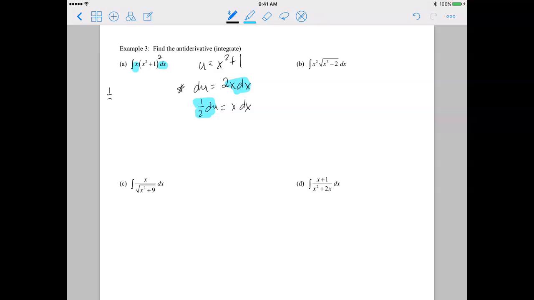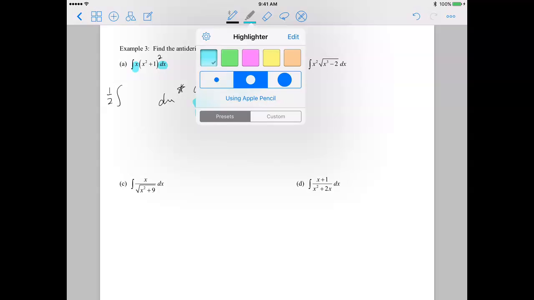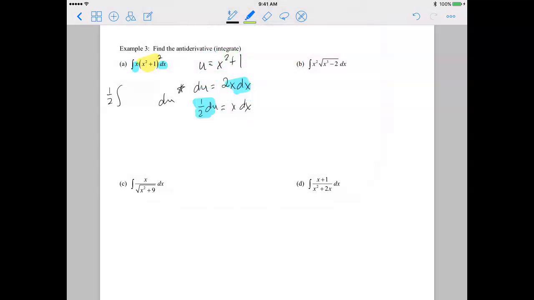So this is going to say 1/2 the integral. Du is going to be down here at the end, and then this part in yellow, just like it was on example 2, that yellow is going to get replaced by our u. So this is going to say u squared. Okay, so now we take our antiderivative. So this is going to be 1/2. The antiderivative of u squared is 1/3 u cubed plus c. If I want to simplify that, that's going to be 1/6 u cubed plus c.